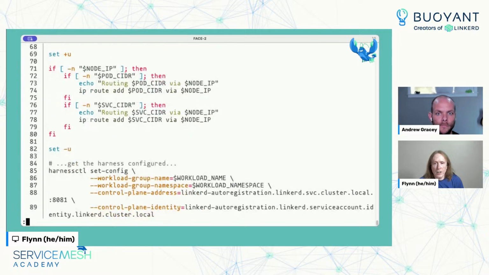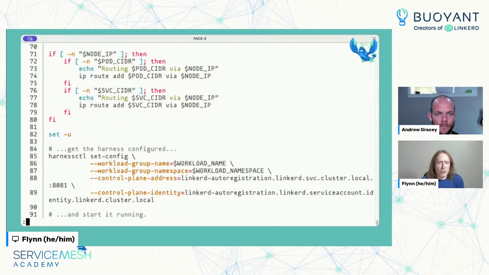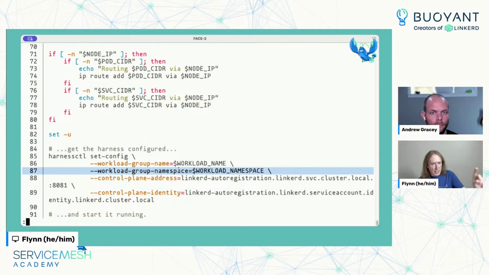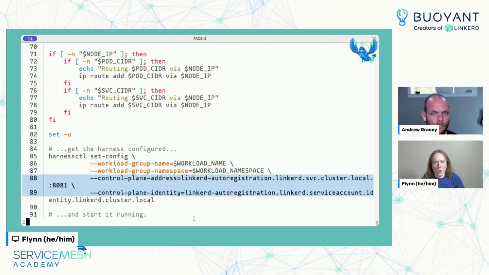And then we have our magic harness control command, where this subsumes so much stuff that we had to do the hard way. Here's my workload name. Here's my workload namespace. Both of those are used as, this is the name and the namespace of the external group you want to join. These are basically boilerplate for how you talk to the Linkerd control plane.